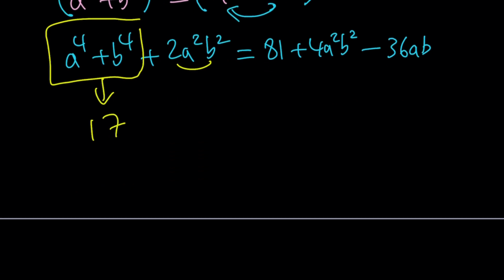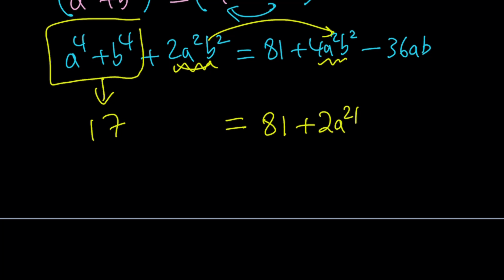So I'm going to go ahead and maybe bring it over here? Most probably I'm going to use the other side. So let's leave it at this for right now. Let me go ahead and subtract this from 4a squared b squared. So I'm going to leave the 17 alone for now and do the following. 81 plus 4a squared b squared minus 2a squared b squared is going to give me positive 2a squared b squared, subtracting like terms.